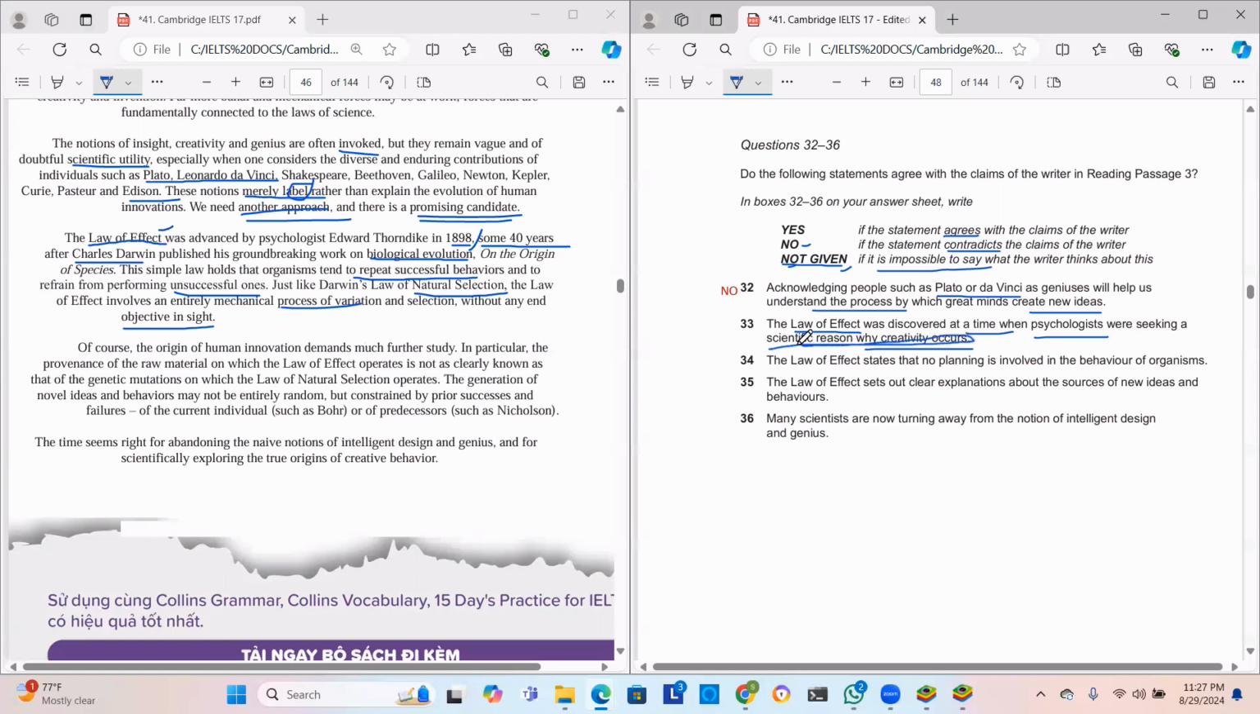Here he gave the time it was discovered, 1898, 40 years after Charles Darwin published this book. But what is given here, at a time when psychologists were seeking a scientific reason why creativity occurs? Is it given in the paragraph that scientists were seeking a reason why creativity occurs? No, I don't think it's mentioned in this paragraph, right? So I think the answer should be not given. So obviously the answer is not given, guys.